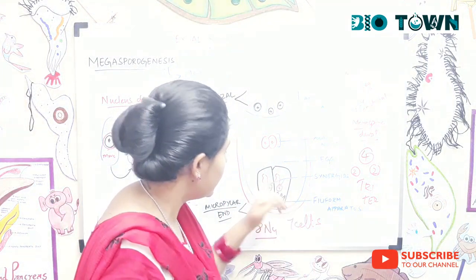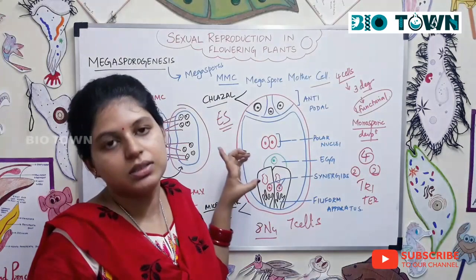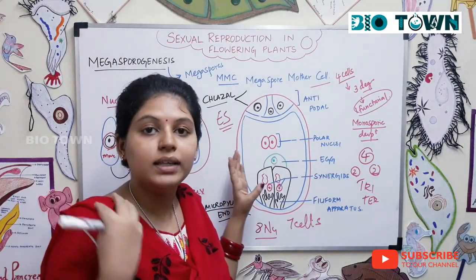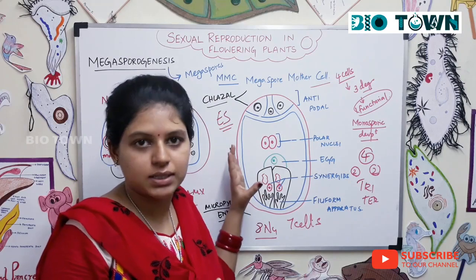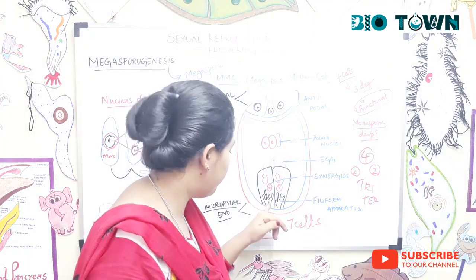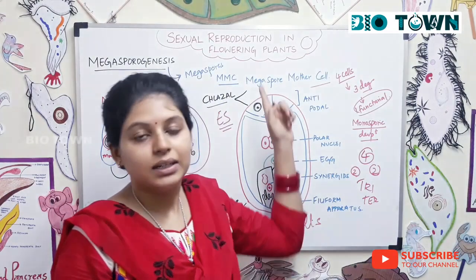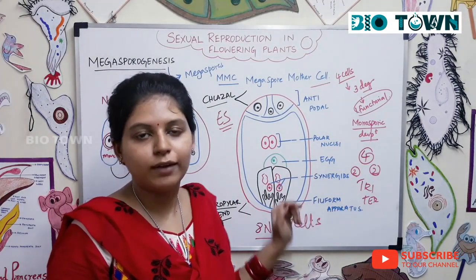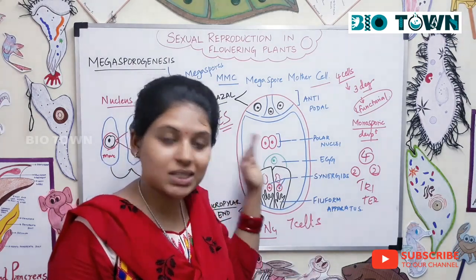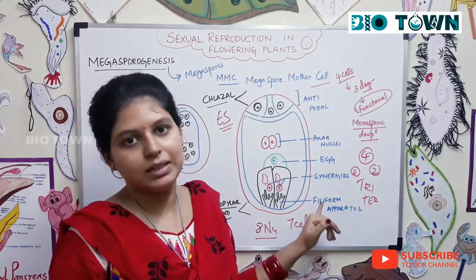two nuclei are present as the synergids, which are the energy producers of the cell. And now you have this filiform apparatus. This filiform apparatus helps the anther drive through the pollen tube and fuse with the ovary. So for this purpose, this filiform apparatus is useful.